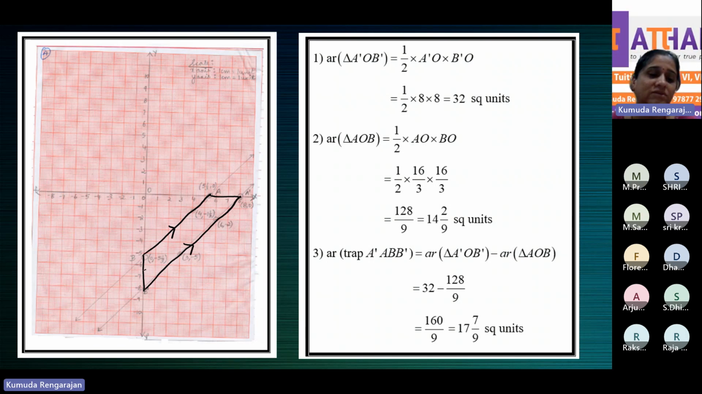And these are the non-parallel sides. This one and this one are the non-parallel sides. See, I'll trace the trapezium once again. This is one of the parallel sides. This is the other parallel side. And these are the non-parallel sides, this one and this one. These are the parallel sides.